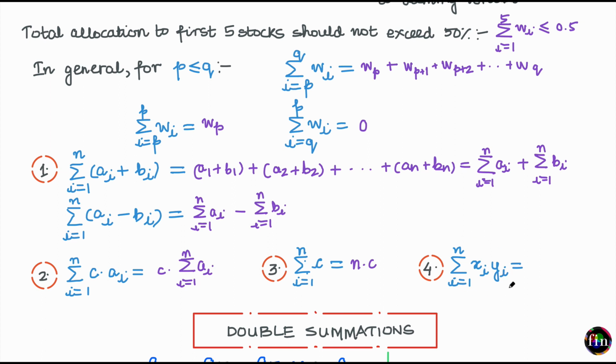Now, the last rule, it's not really a rule, it's something that you should be careful about. If the term that is being summed up was the sum of two terms, ai plus bi, we ended up giving both the ai and the bi their respective summation operator. Same was true for difference as well. But let's not do that for multiplication. That will be wrong. So the sum of xi multiplied by yi is not equal to the sum of xi multiplied by the sum of yi. So in this case, you cannot give the xi and the yi their respective summation operators.